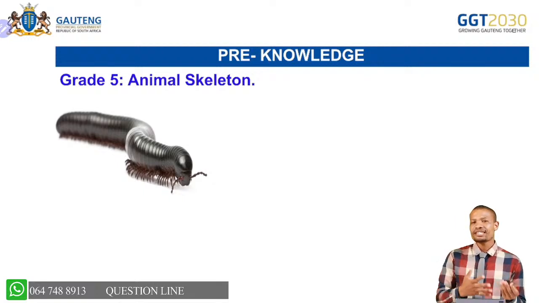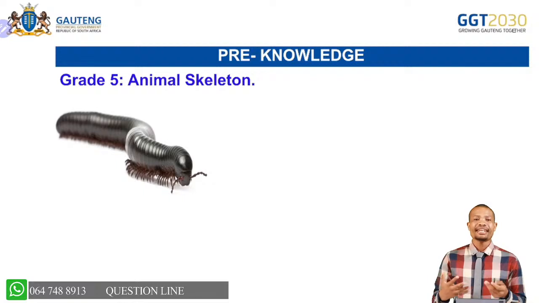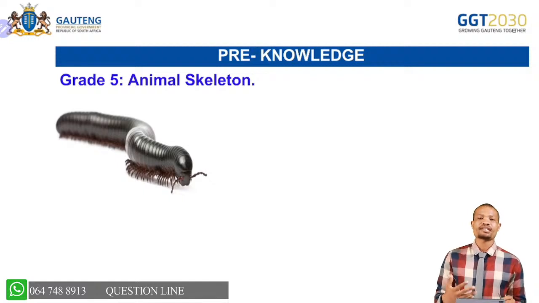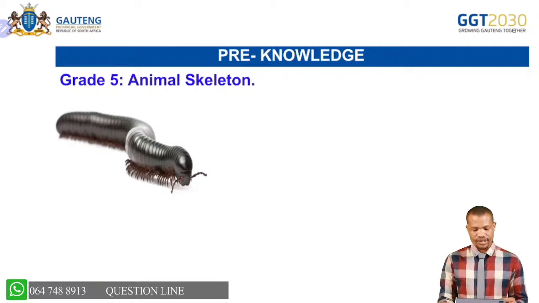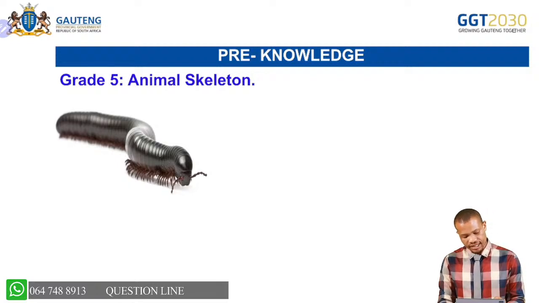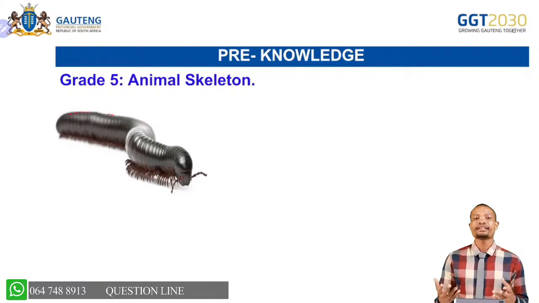The very first example of an animal that has an exoskeleton would be a millipede, okay? It's also known as ishongololo in Zulu. It has an exoskeleton. This is the exoskeleton, this black shell that covers the body, and it is called an exoskeleton because it's outside.